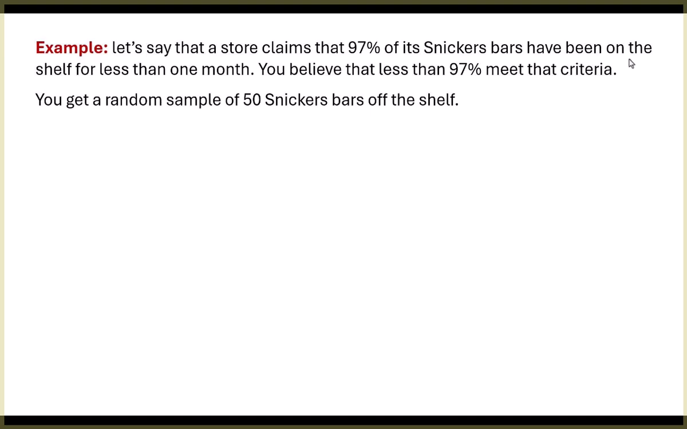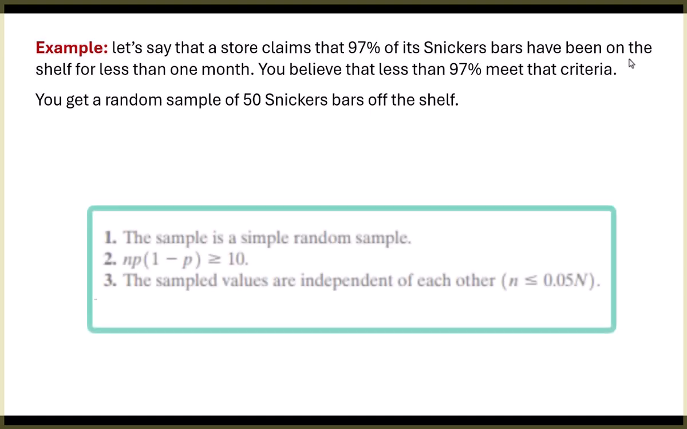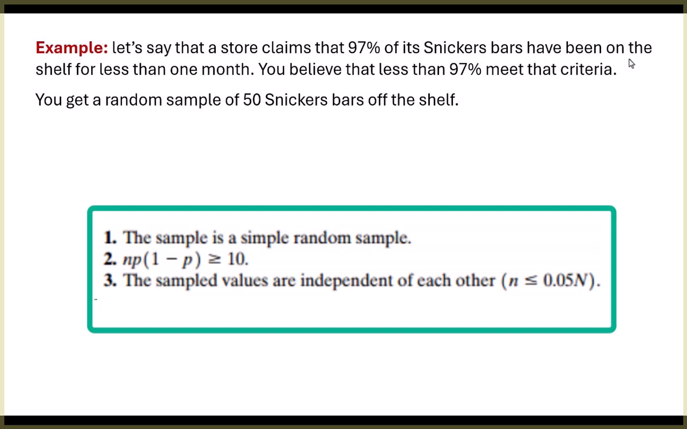So what do we do? We get a sample of 50 Snickers bars. Random sample. Wait a minute. If we're getting a sample, does that mean that the sample size has to be 5% or less of the population size? Yeah, all that's still true.